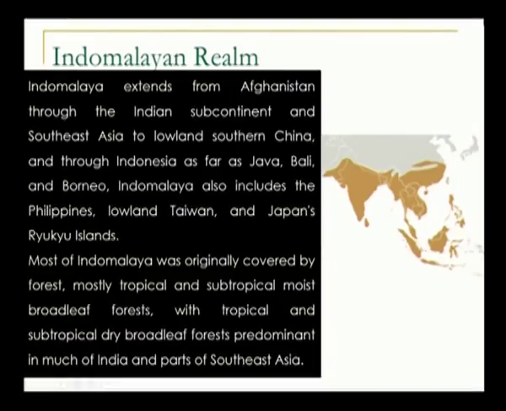Moving on to the Indo-Malayan realm, this extends from Afghanistan through the Indian subcontinent and Southeast Asia to lowland southern China, through Indonesia as far as Java, Bali and Borneo. This realm also includes the Philippines, the lowland of Taiwan and Japan's Ryukyu Islands. Most of the Indo-Malaya was originally covered by forests, mostly tropical and subtropical moist broadleaf forests, predominant in this area, which is part of India as well as Southeast Asia.